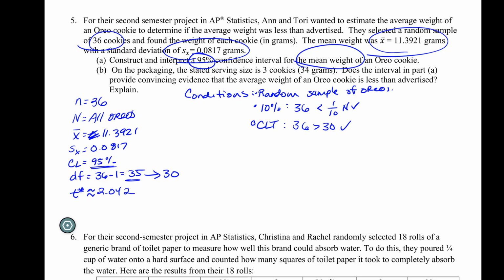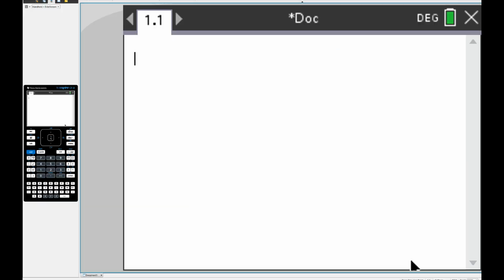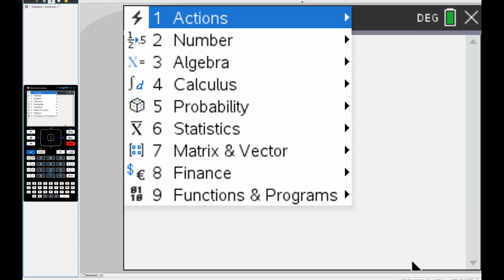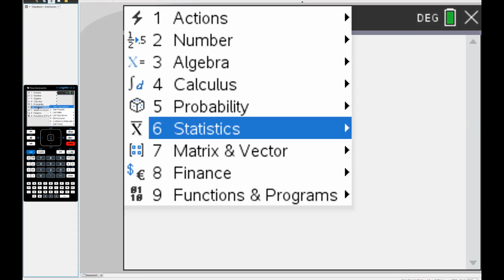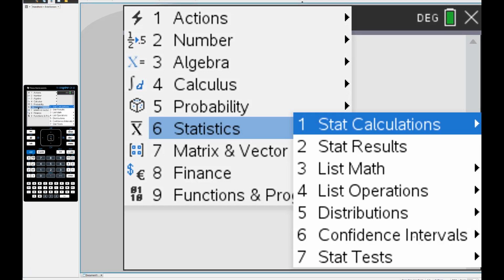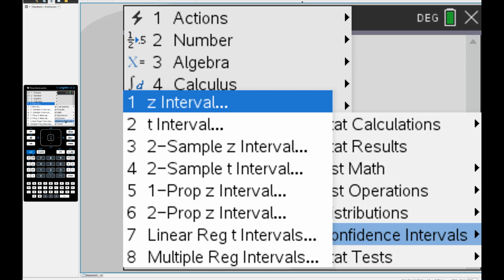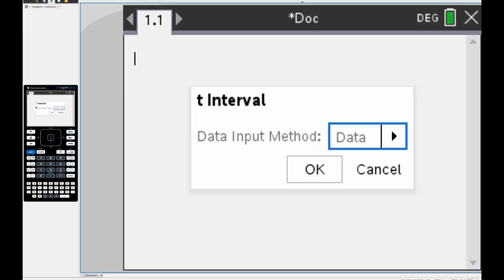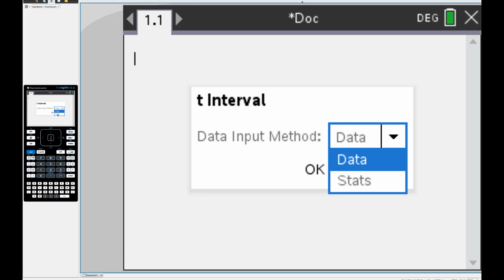Now, what do we do to actually make this confidence interval? I could do this by hand, but I don't want to. I want to use my calculator for it, okay? So let's open up a calculator page, and we're going to open up our menu. We're going to choose option number 6, statistics, and then option number 6, confidence intervals. We want to be really careful about this. Remember, what we want to choose is the T interval, okay? For our data input method, we don't choose data, we choose stats.